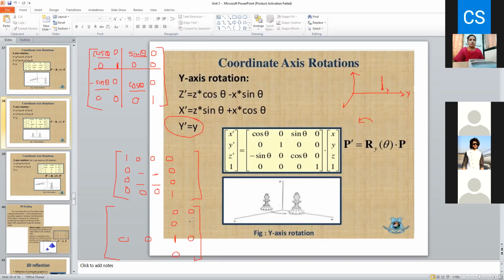These two are already 0 because translation is not carried out. This is 1 due to the overall scaling factor. These two are 0 due to projection. So now again only 4 elements are remaining, and that is written in terms of cos and sine. Here Z direction rotation is considered as positive. Only Y is considered as negative.